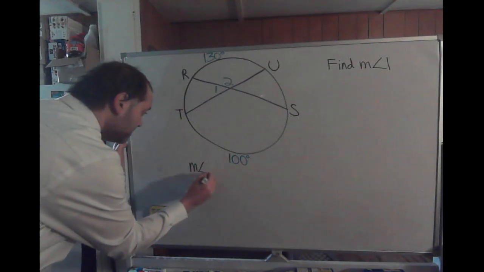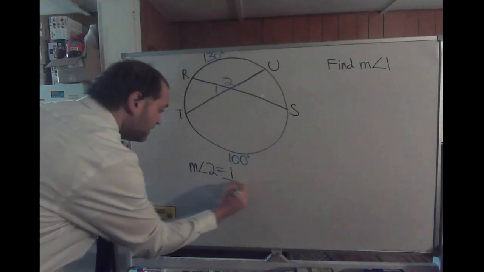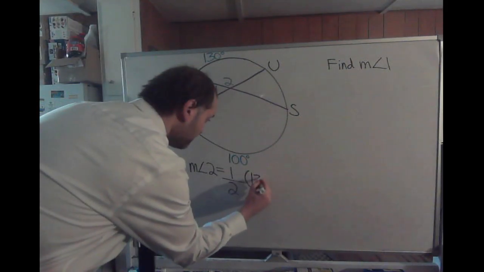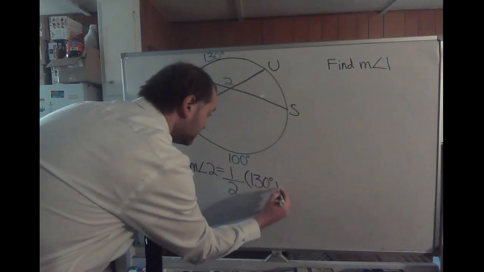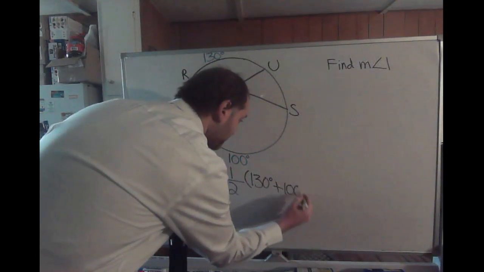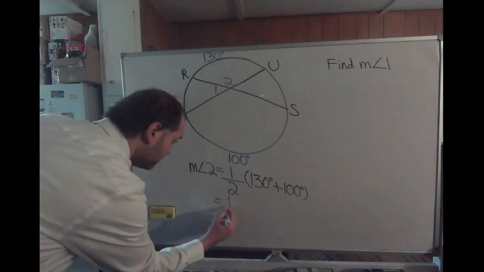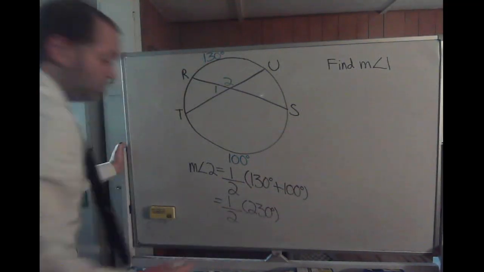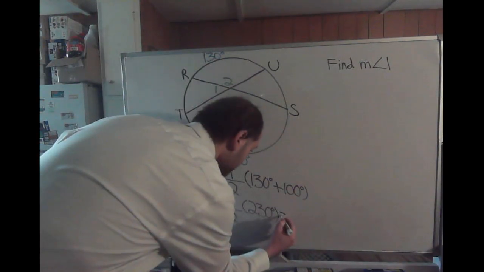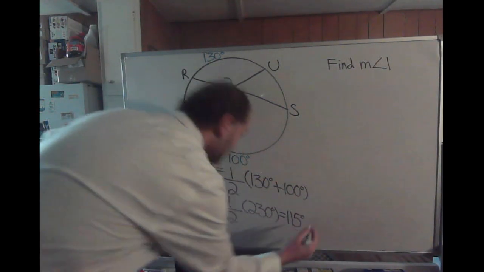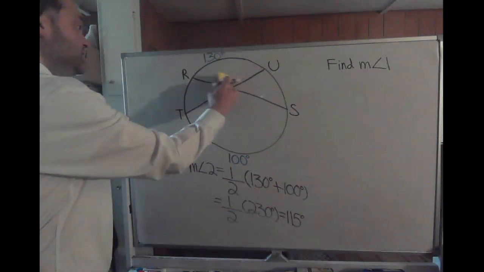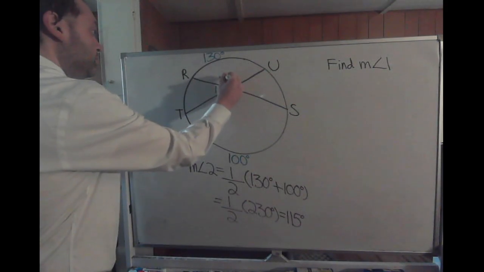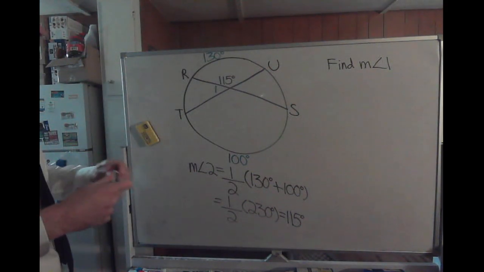The measure of angle 2 would again be half the sum of these intercepted arcs, which would be half of 130 degrees plus 100 degrees, which means it's going to be equal to half of 230 degrees, which, what is half of 230? It's 115. So there, we got the measure of this angle being 115 degrees, right? We can go ahead and write that in now, since we found the angle.